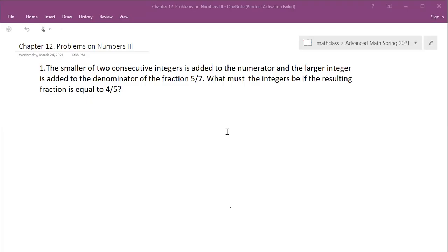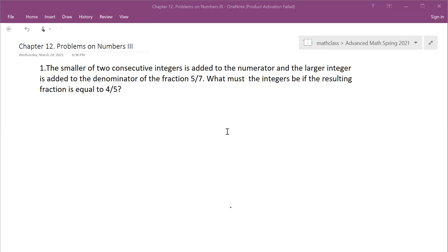Right, so let's take a look at the first problem. The smaller of the two consecutive integers is added to the numerator, and the larger integer is added to the denominator of the fraction. And what must the integers be if the resulting fraction is equal to 4/5? So after you add two consecutive numbers to the numerator and denominator, and after simplifying, you get 4/5.